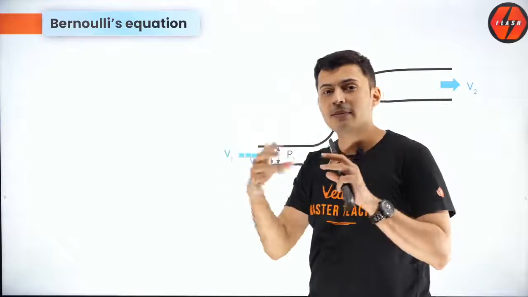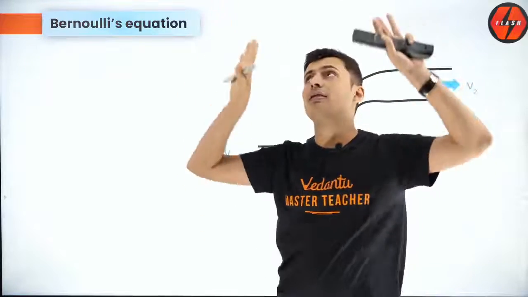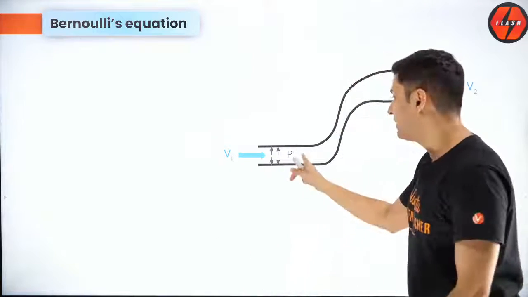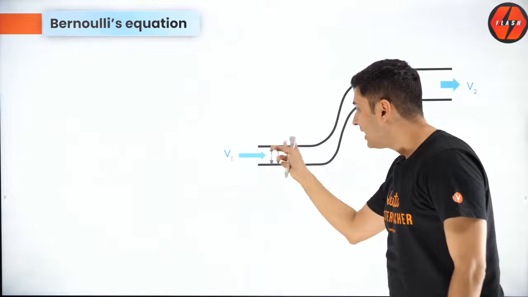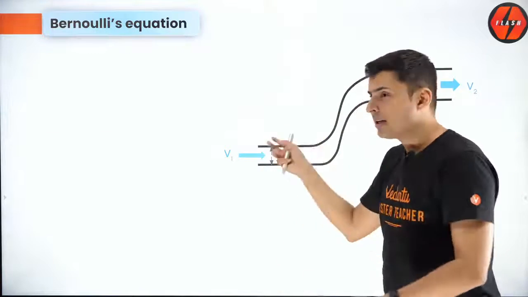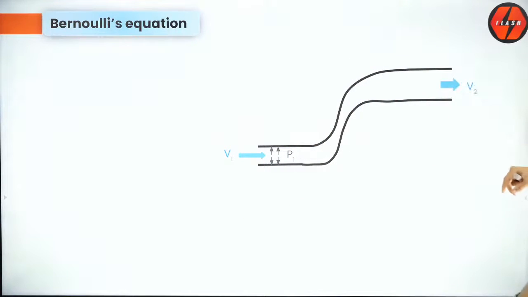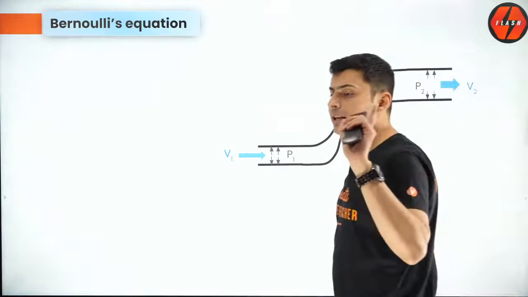Then you have to know, or you can assume, the pressure on one side. Why will there be pressure? Because when the liquid is flowing, it will be pushing the walls of that pipe. So when it is pushing the walls, there will be some pressure, which is the pressure of that fluid. On this side the pressure is P1, but when it goes here, the pressure might change. It will be P2.